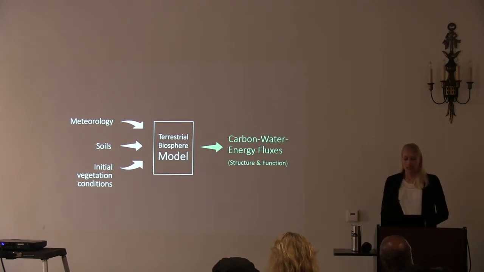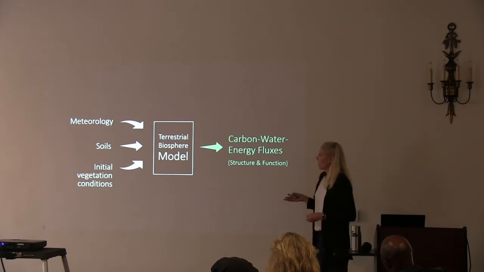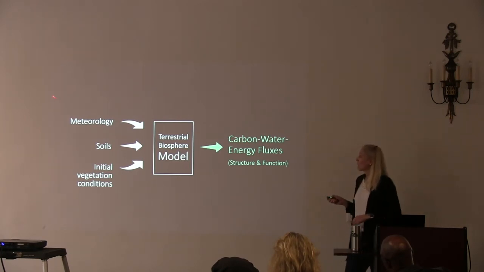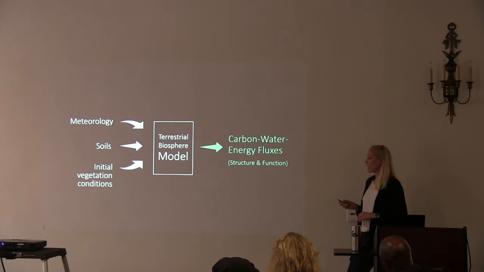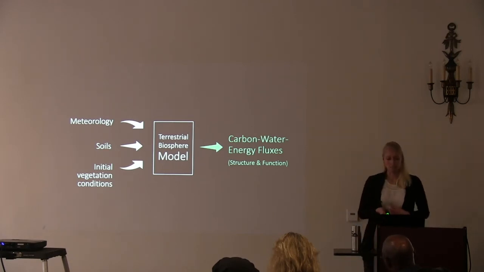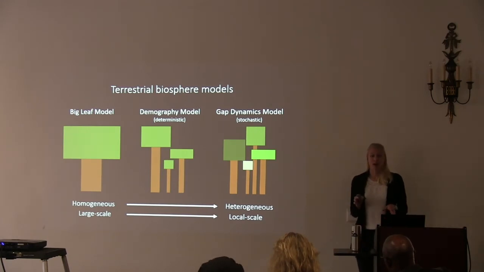So these models that I'm using in this terrestrial biosphere model, I'll talk about the specific model in just a minute, but ultimately it's a mechanistic model, and we force it with meteorological information and soil characteristics, in this case soil depth and texture, as well as initial vegetation conditions. And we're able to model carbon and energy and water fluxes for a system.